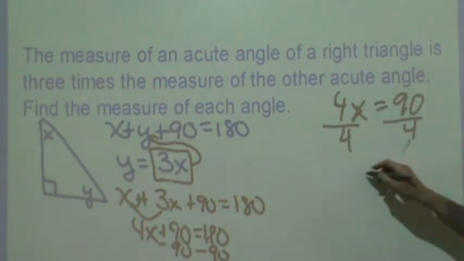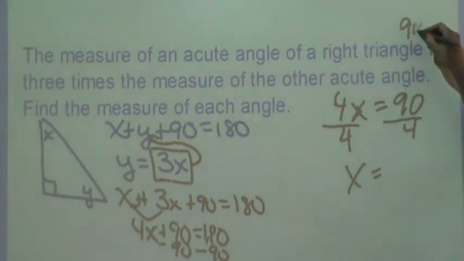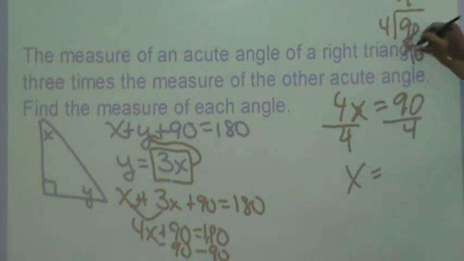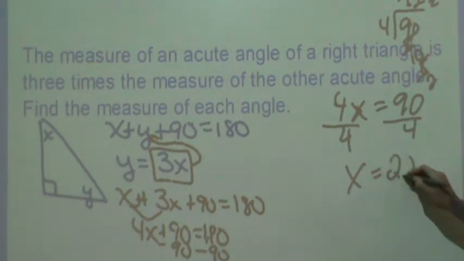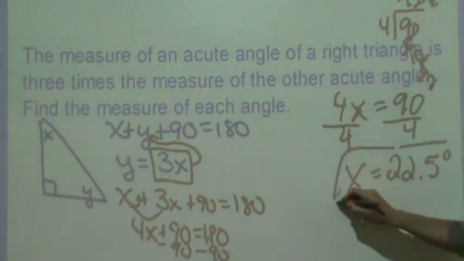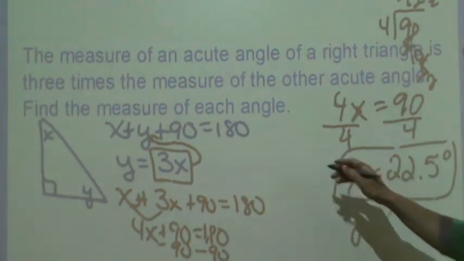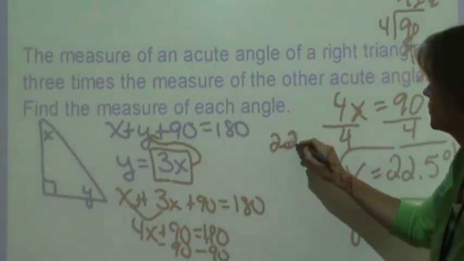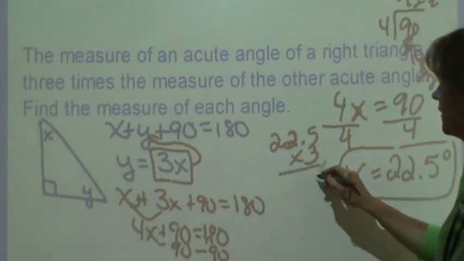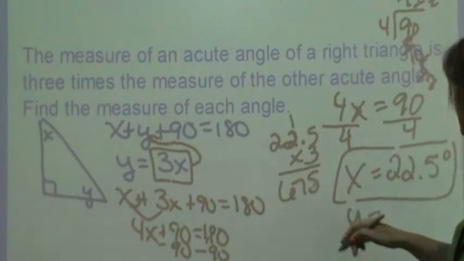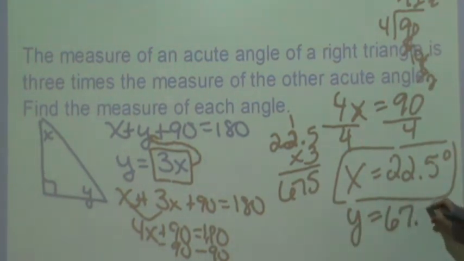Divide by 4, and x is going to equal, well, 90 divided by 4, right? 2 times 4 is 8, 1, 0. 4 into 10 goes twice. 2 times 4 is 8. We got 2. So 22 and a half. Okay, sorry. And to figure out y, we're going to triple that. So 22.5 times 3. 3 times 2 is 6, 6 is 7, so 67.5.